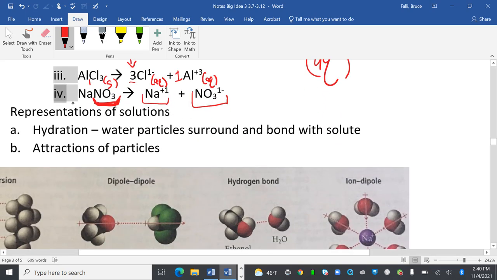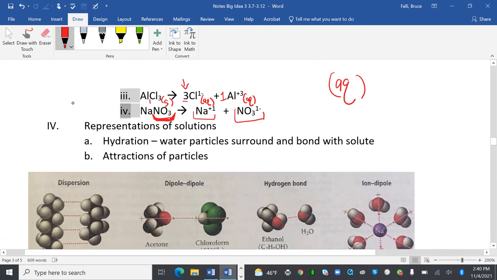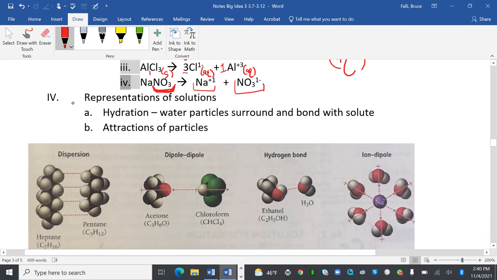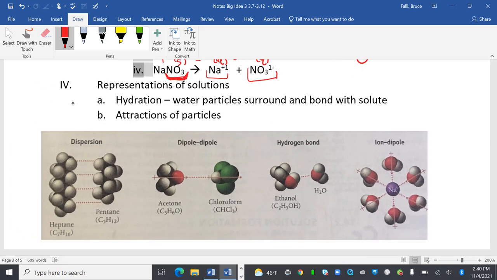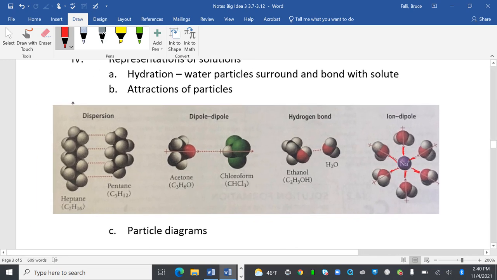All right. So now, what do solutions look like when we get to little baby particles? Oh, I get so excited for the pictures. Hydration, the word hydration means water particles surround and bond with the solute. So this is a good example of hydration, right? Na positive. Water loves you. Water loves you, right? So it's surrounded with water and the bonds are forming. There's attraction of particles. So notice if we have nonpolar and nonpolar, there's not a lot of attraction there, right? There's temporary dispersion forces. But really, there's no repulsion, okay?